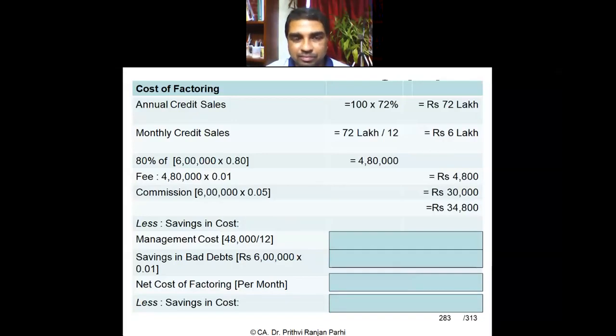Sir, fee is calculated on the advance amount, so how is the commission calculated on the 6 lakh? You see, the factor has taken the invoices of 6 lakh rupees. Commission will be given on this. Fees will be computed on the advance. This you have to remember.